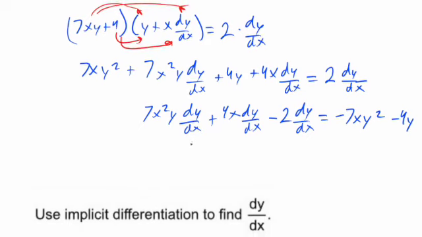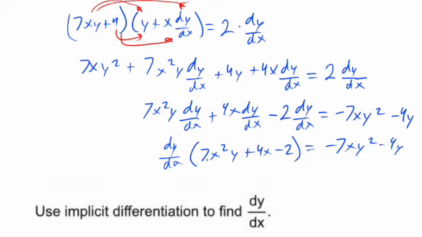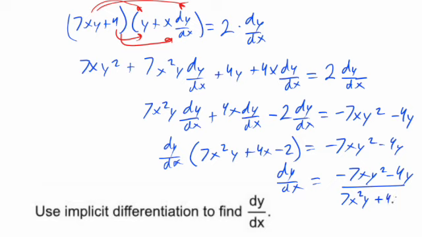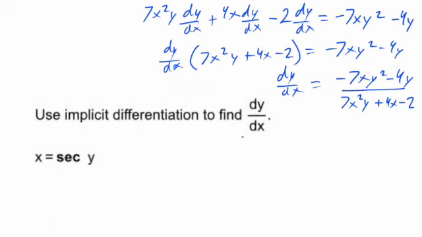Then we can factor out dy/dx. So dy/dx times this equals the right-hand side. And then just divide and we have our answer. So dy/dx equals negative 7xy squared minus 4y over this, and that's your answer. Okay, we got one more example here.